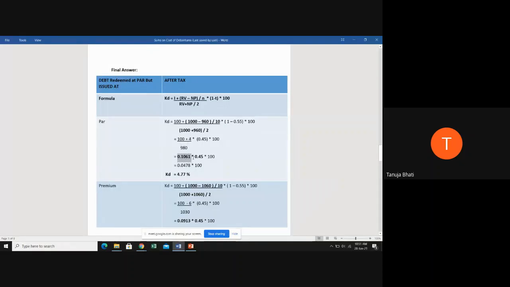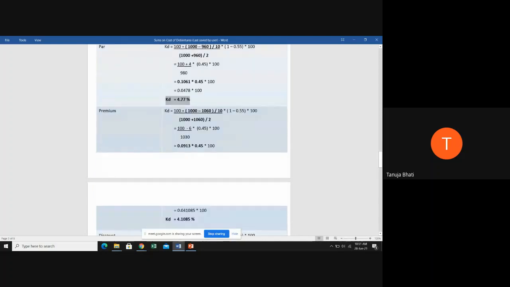To that next step, you have to multiply 1 minus 0.55, which is nothing but 0.45 into 100. So first you multiply 0.1061 into 0.45. The next step, when you get 0.0478, that you multiply with 100, you will get KD as 4.77%. Next, if it is issued at premium, just substitute the values, put the values in the formula and derive the answer.